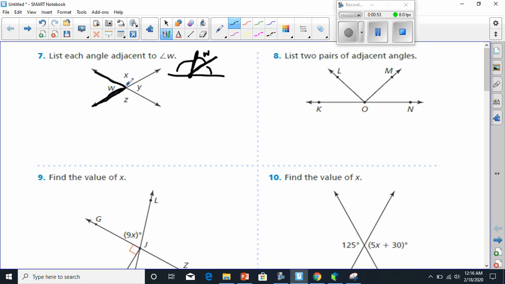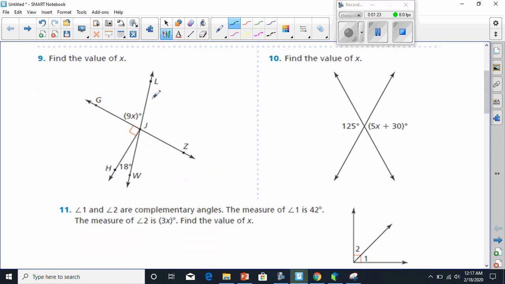One adjacent angle would be here because it shares this vertex and comes here. So that would be angle X. Another one that shares its vertex and one of its lines is angle Z. So the answer to this would be angles X and Z. All right, let's move to number 9.